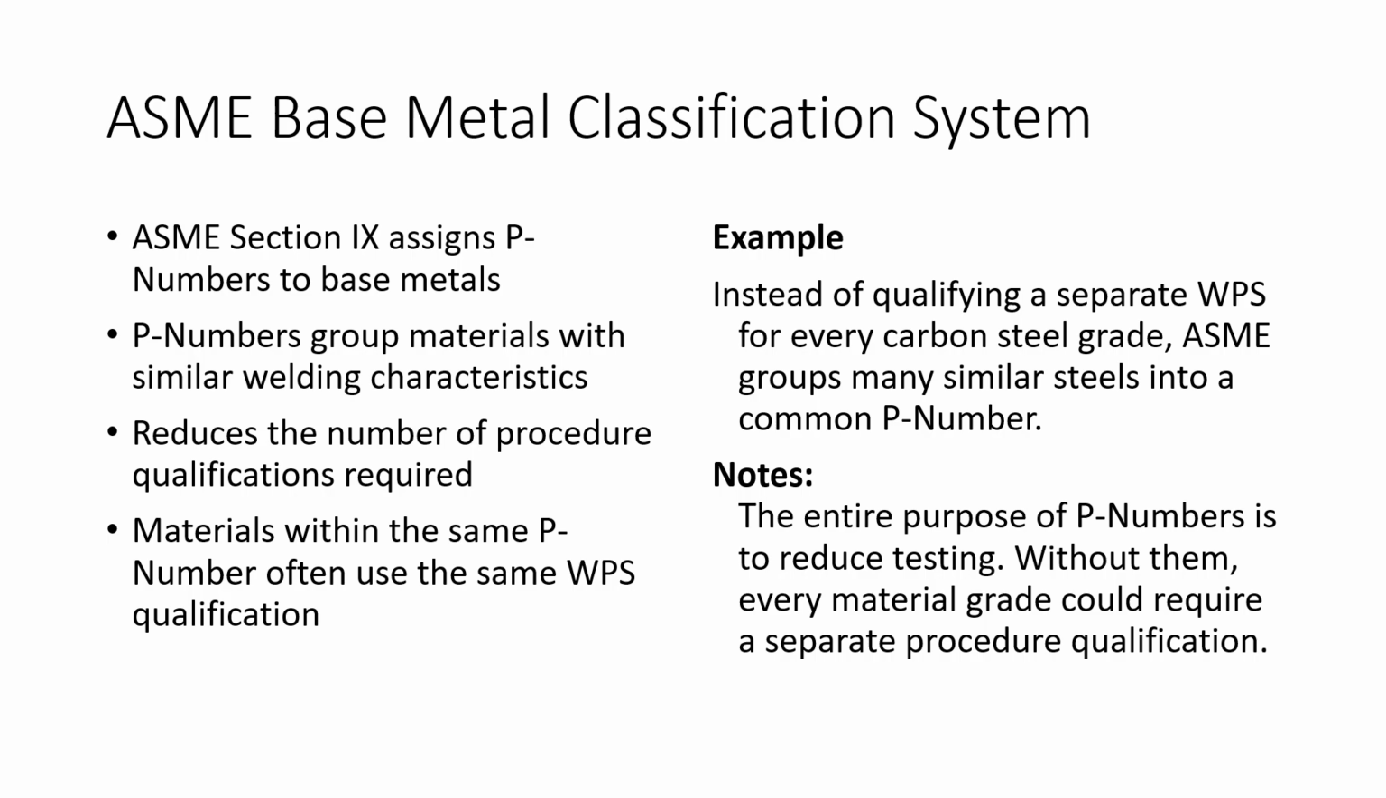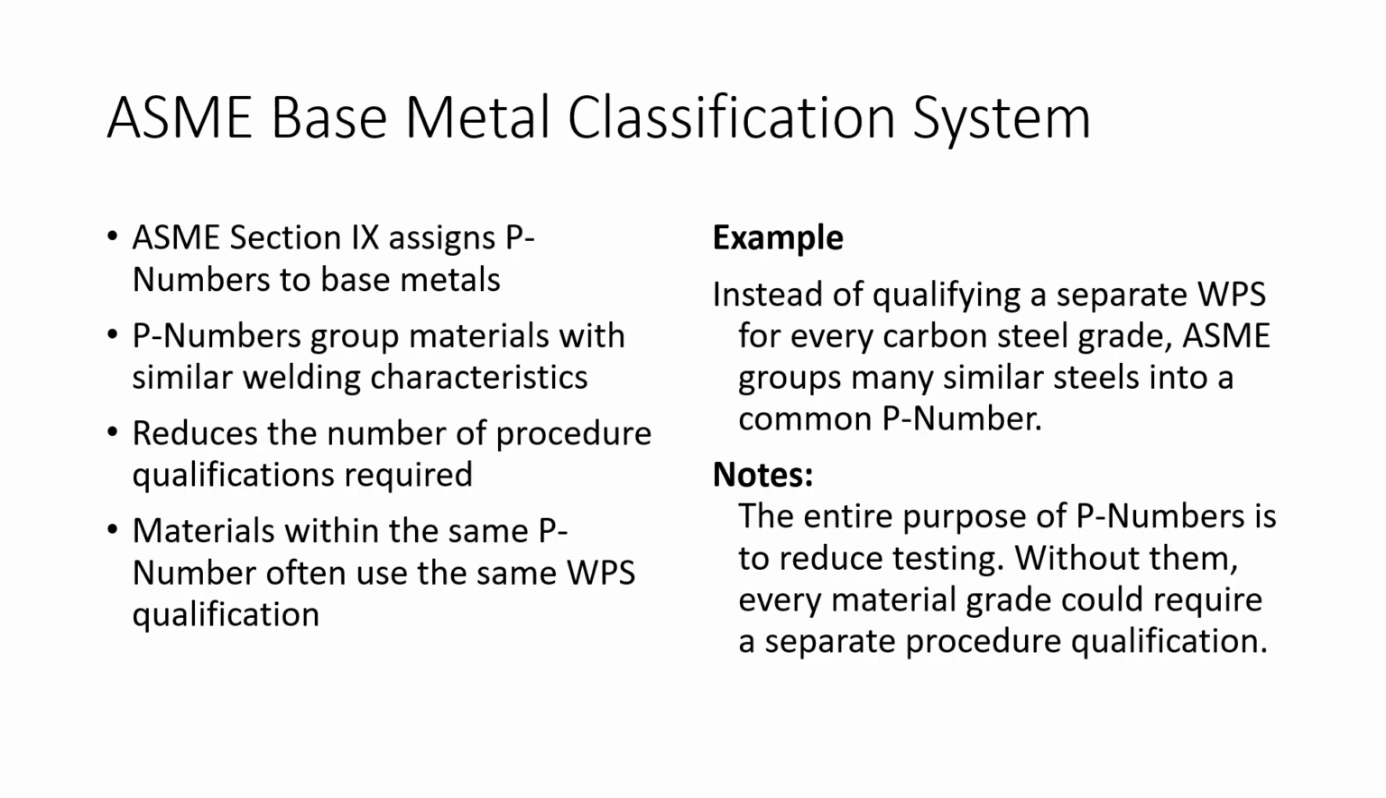All right, we're going to talk about ASME P-Numbers. This is the American Society of Mechanical Engineers base metal classification system. ASME Section 9 assigns P-numbers to base materials. They group these things with similar welding characteristics. They aren't all the same, but they have similar welding characteristics and similar material properties.